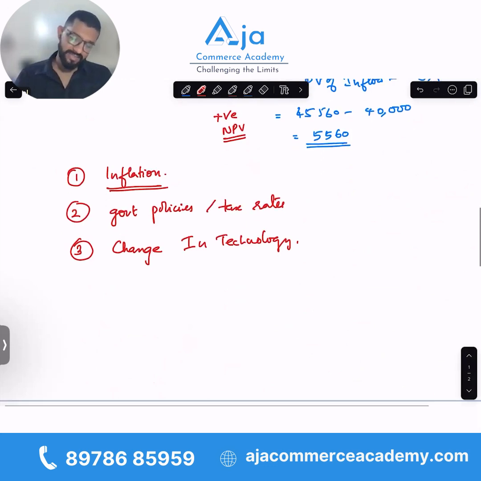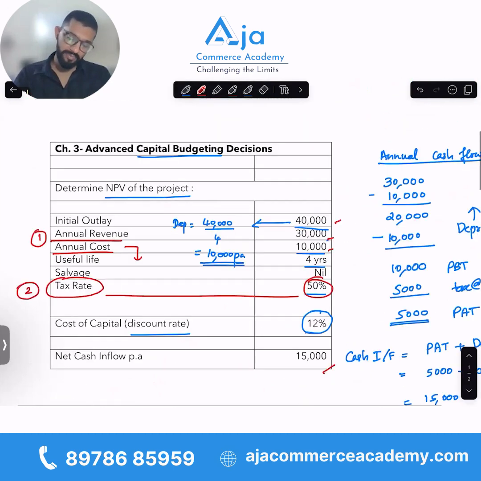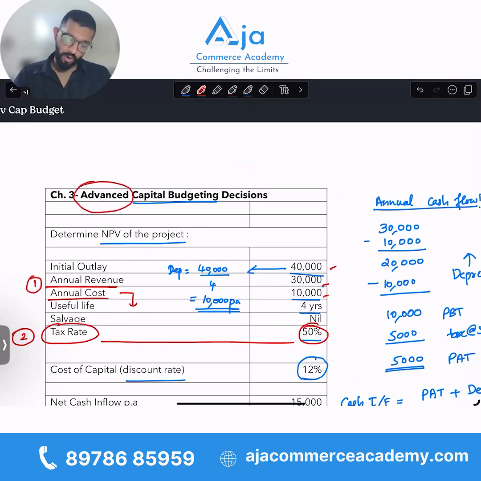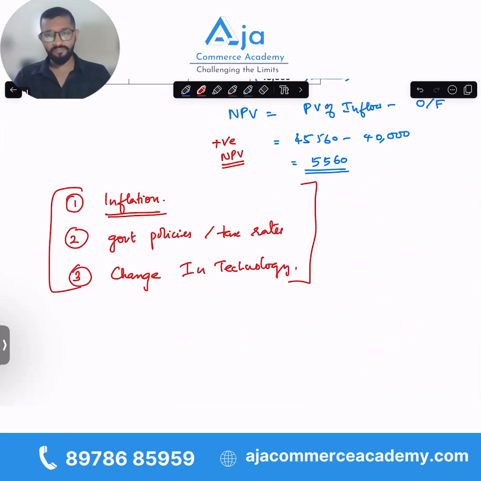So these are the three things which we have ignored, or assumed won't change, for simplicity at our intermediate level. And in the final level, that is why we call the chapter advanced capital budgeting, we are not assuming that these things will not change, or at least we are factoring in how to consider these things when it comes to taking a capital budgeting decision.